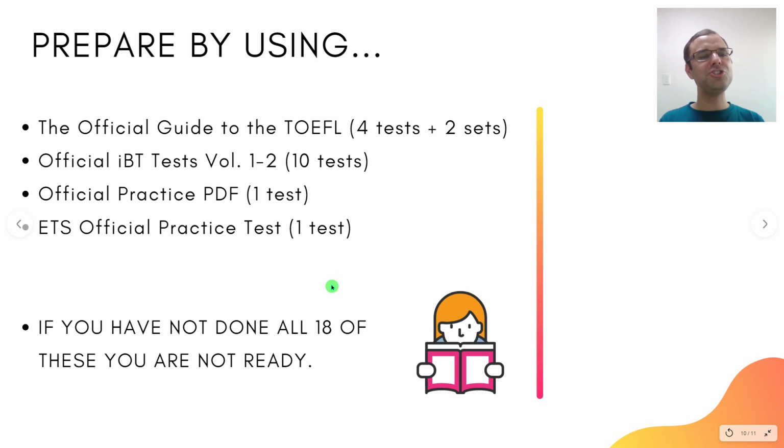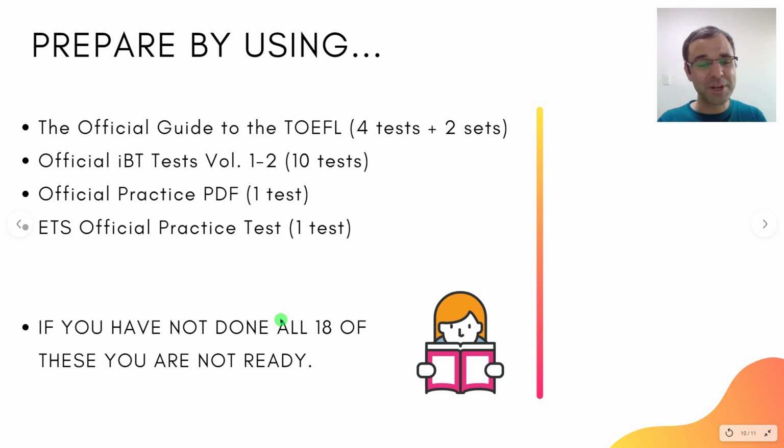All right, so what should you use to prepare? Well, for those practice tests, you have a few sources. First of all, the official guide to the TOEFL is a book published by ETS, which contains 4 complete practice tests plus 2 more reading sets. So that's good for like 6 tests right there. You can also get the 2 official iBT tests books, volume 1 and volume 2, which combine for 10 total tests. The official practice PDF is free from ETS on their website, as is the ETS official practice test, which is also free.